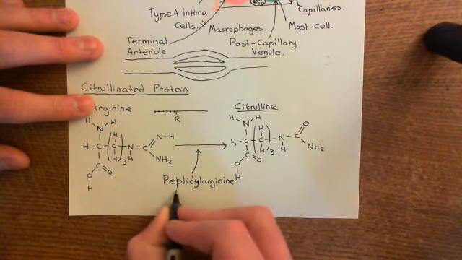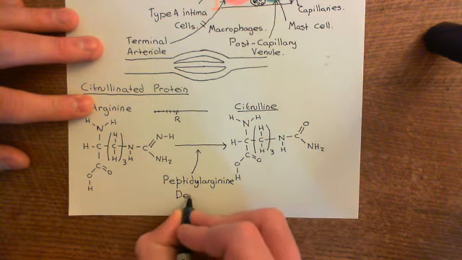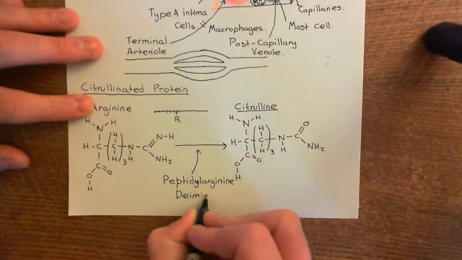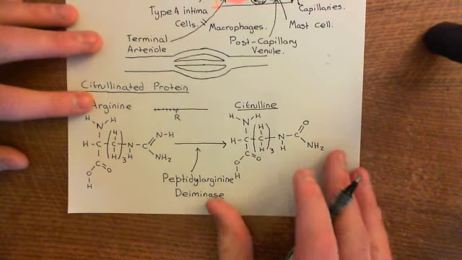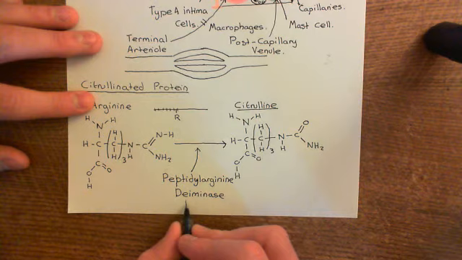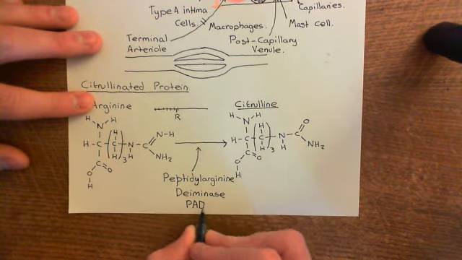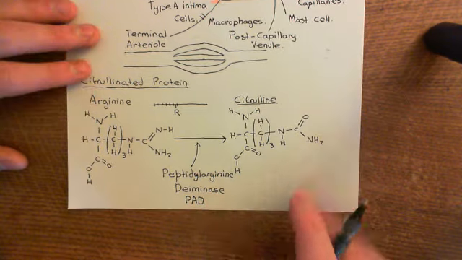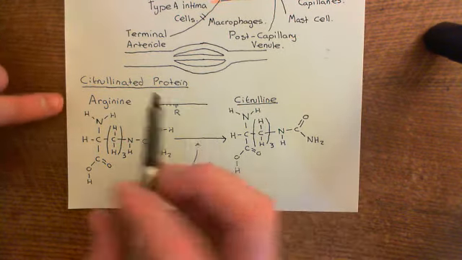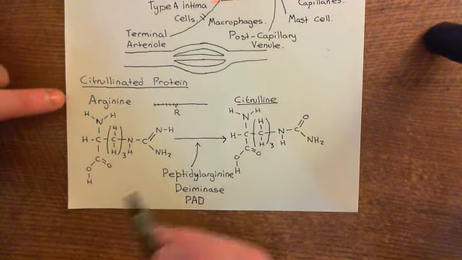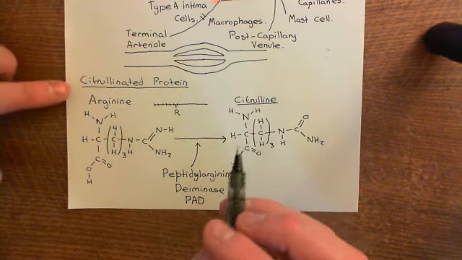Peptidyl arginine deaminase, which is usually abbreviated to PAD for short. So all over your body, proteins will be having their arginine residues changed to citrulline. And when you take a protein and convert arginine residues to citrulline, the protein is then referred to as a citrullinated protein.